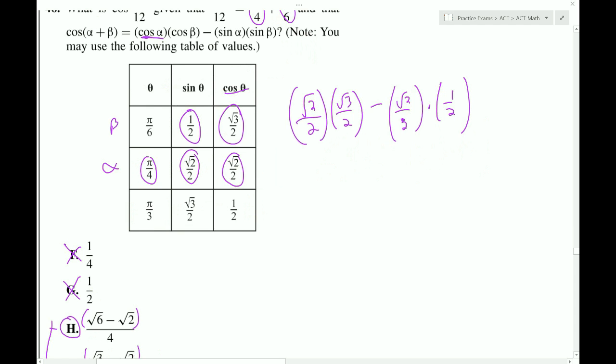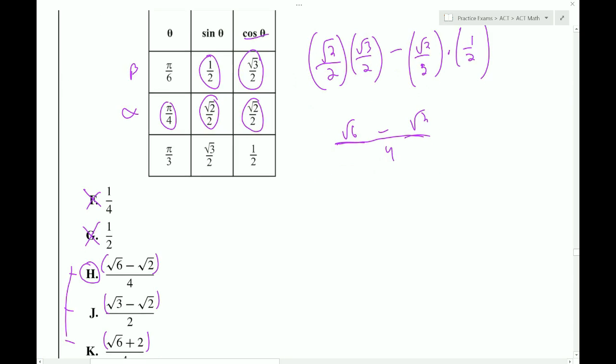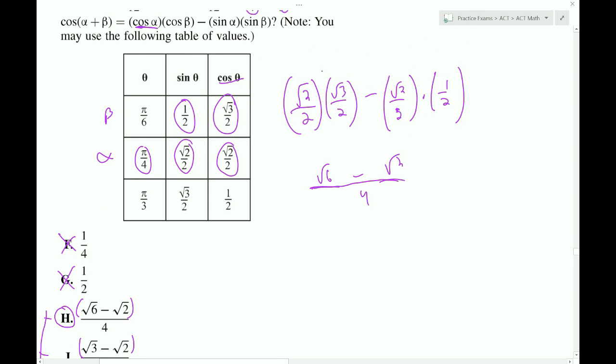Okay. So now I multiply the tops, we get rad 6 over 4, minus rad 2 over 4. Common denominator is 4, so we just can write it once. And that's the answer choice we circled. Now if you're wondering why I'm not taking the sine of 1/2, it's because they already did a sine of pi over 6 for us and got the output to be 1/2. Alright.